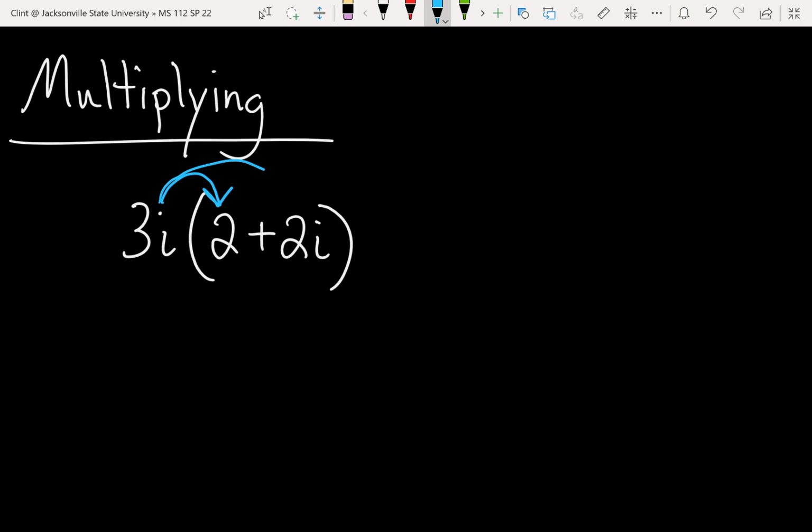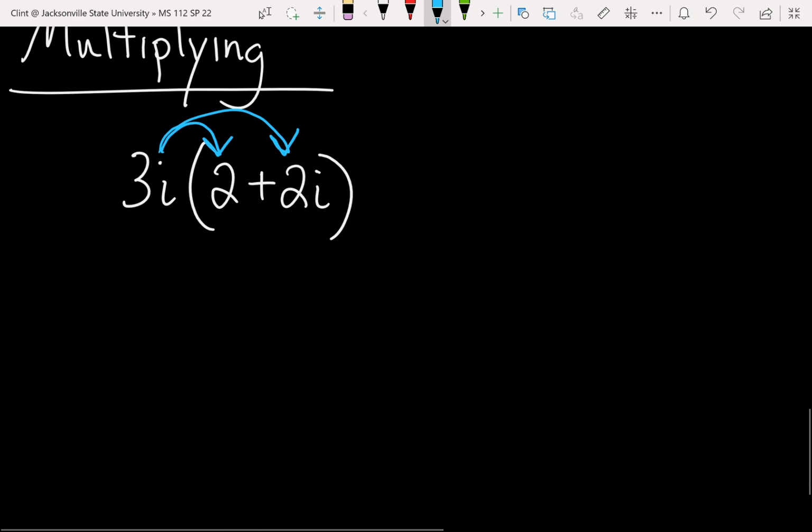Multiply the 3i by the 2, and 3i by the 2i. 3i times 2, we get 6i. When we do 3i times 2i, 3 times 2 is 6. But i times i is what? i squared.